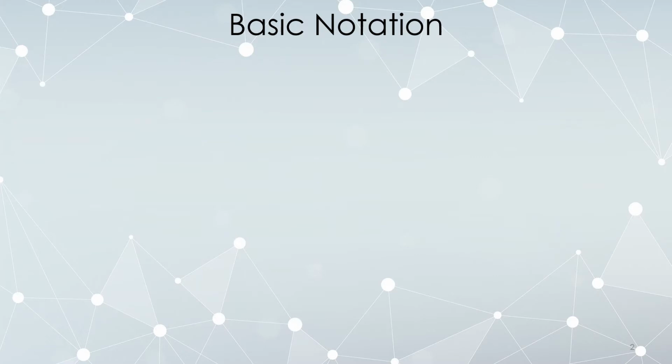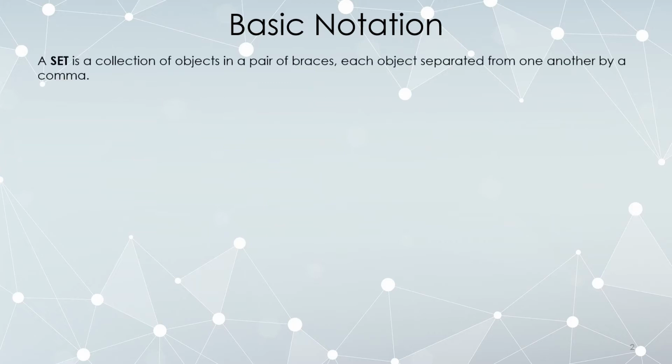So now we begin our discussion of set theory, and we're going to start off just with how we write sets and what are the basic operations we can do with them. So a set is just a collection of objects put inside a pair of braces, and those different objects must be separated from one another by a comma. So for example, here we have a set, and it has three objects in it.